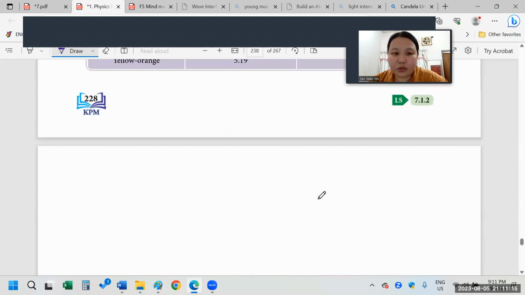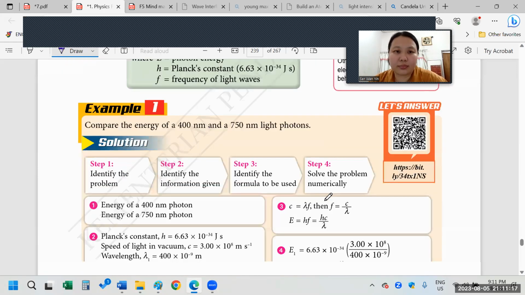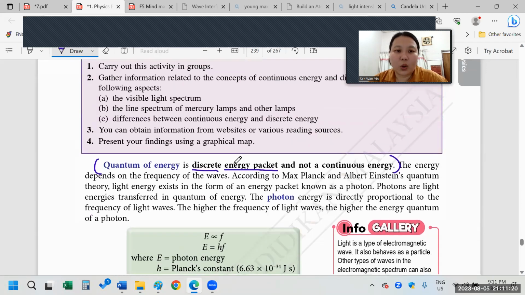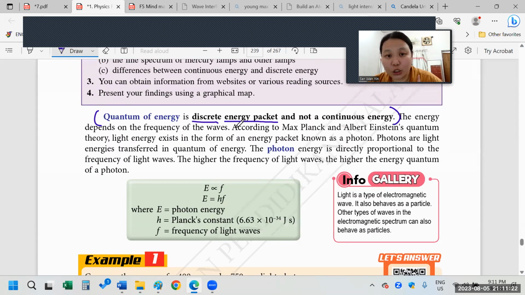Okay, so what is quantum? Quantum energy is discrete, meaning a separate energy packet and not a continuous energy. Memorize until here: discrete energy packet, not a continuous energy.